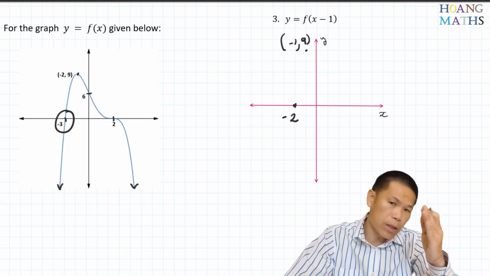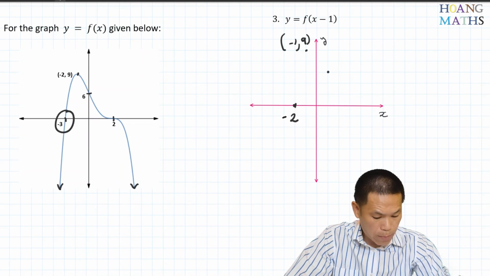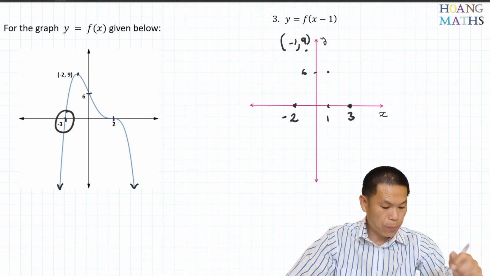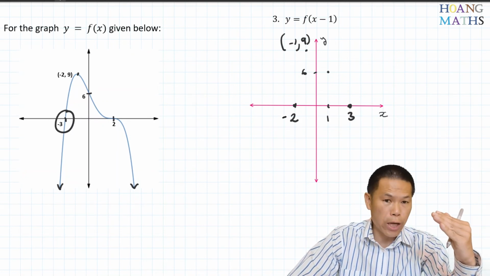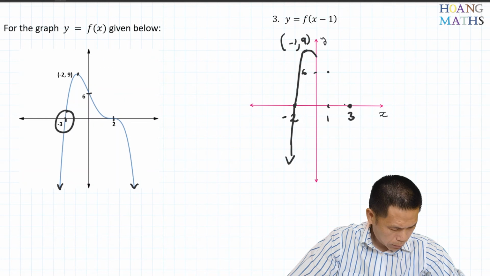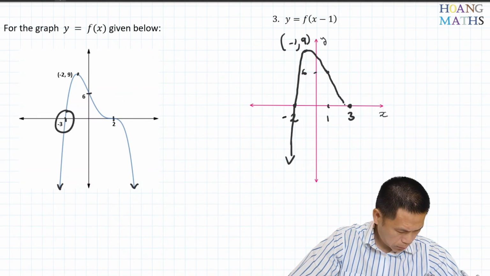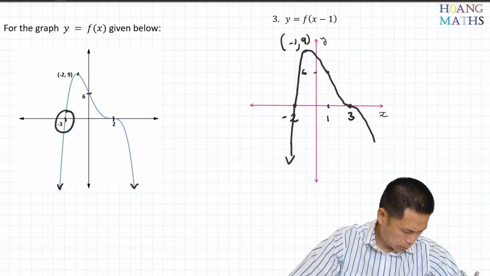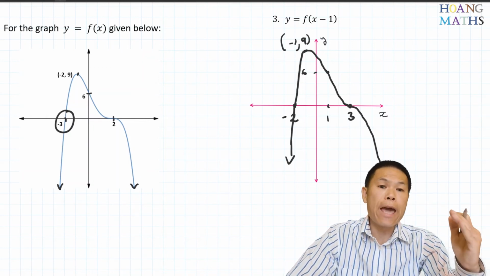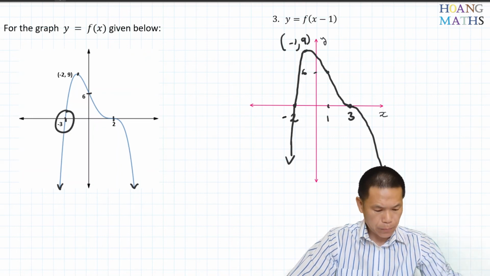The y-intercept moved across as well. So at this point here, 1, 6. I just write 6 here. This is 1. And the point of inflection, 2 becomes 3. So it's 3 here. Now we just join these points together, okay? There you go. This is f of x minus 1.